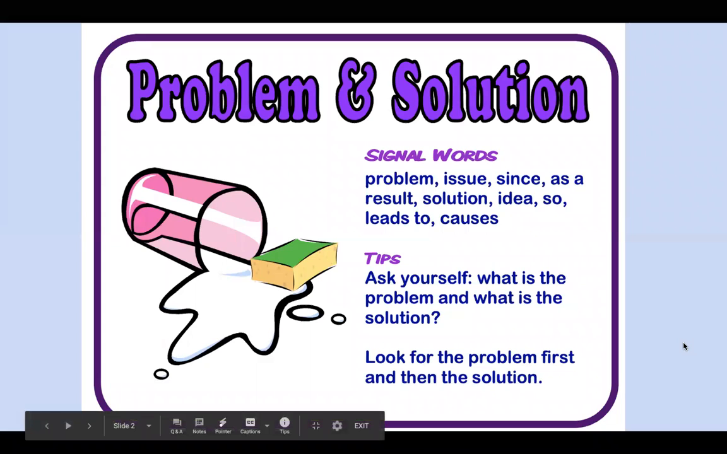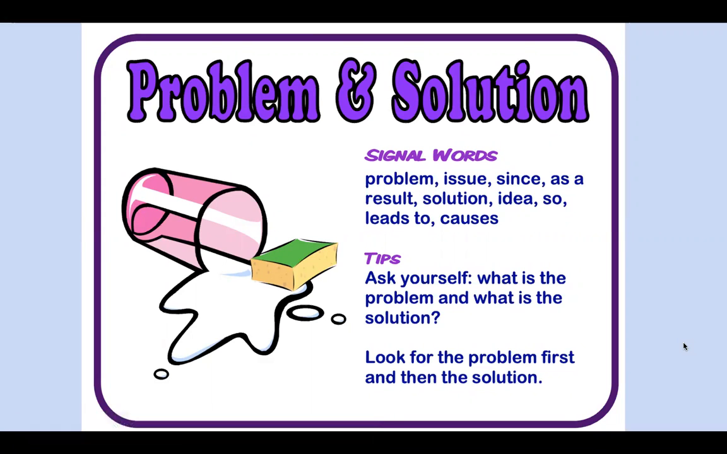So here's some signal words you might see to help you identify a problem solution text. You might see words like problem, issue, since, as a result, solution, idea, so, leads to, causes. Any of those words might signal problem solution. Just be careful because it can kind of sound similar to cause and effect because that has as a result too. But notice that with problem solution, there is some type of solution to the problem. So with cause and effect, there's not usually a solution. It's just like, here are the problems, and this is what happened because of that. So it's a little different.